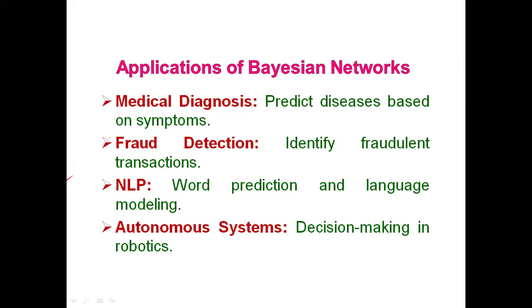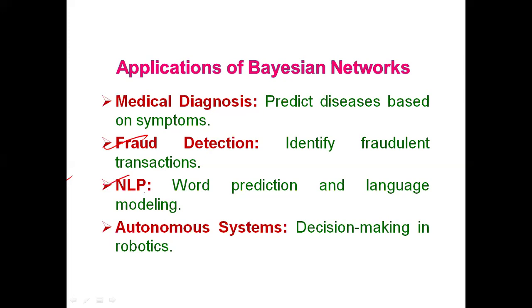Next, it is used in fraud detection. How has it been used in fraud detection? Bayesian networks play a key role in identifying fraudulent activities by analyzing transaction patterns. They evaluate features such as transaction amount, location, and frequency to estimate the likelihood of fraud.